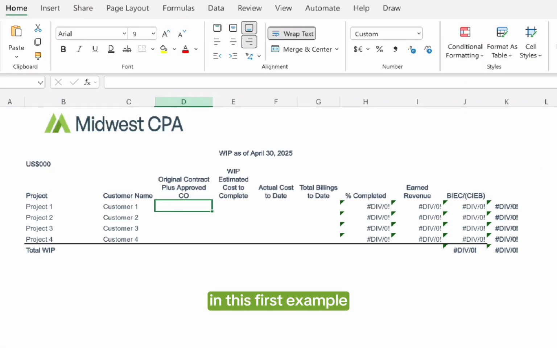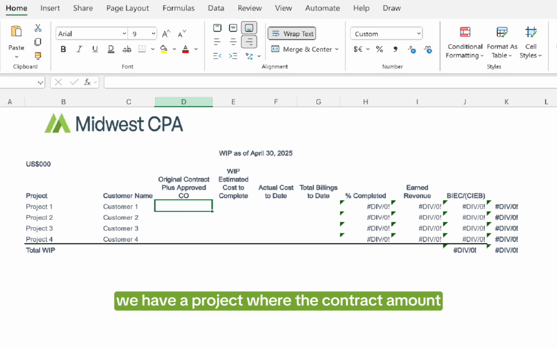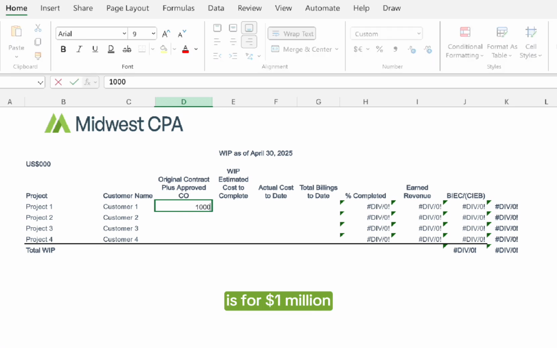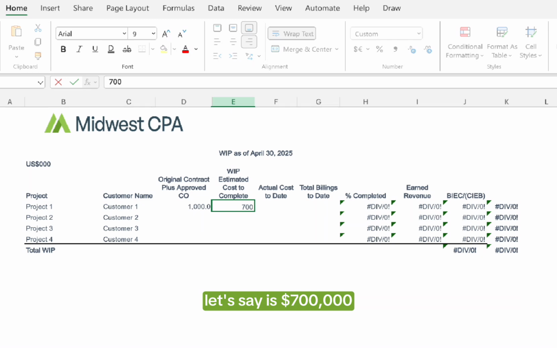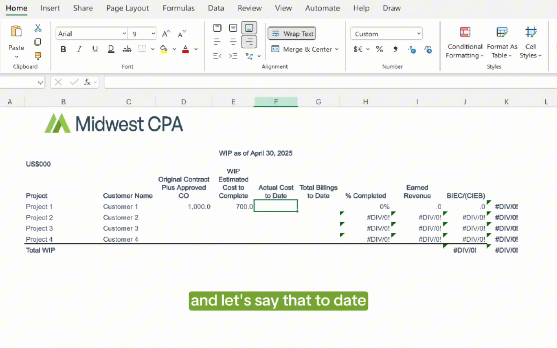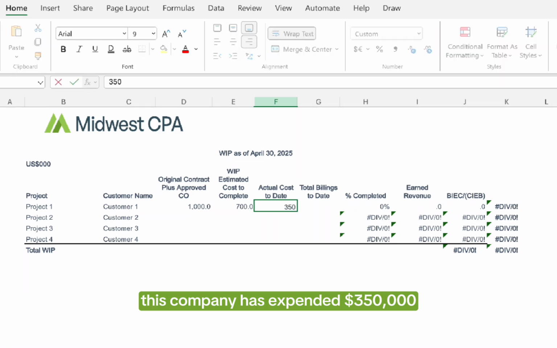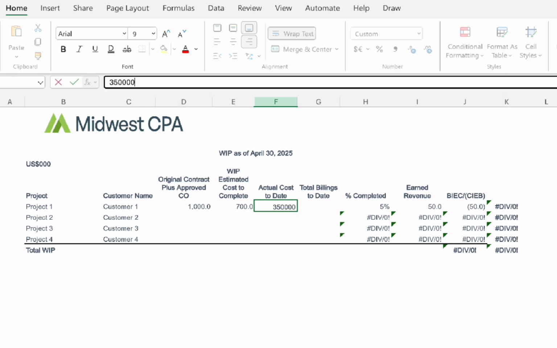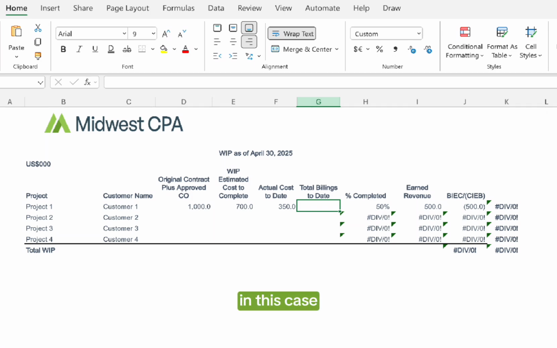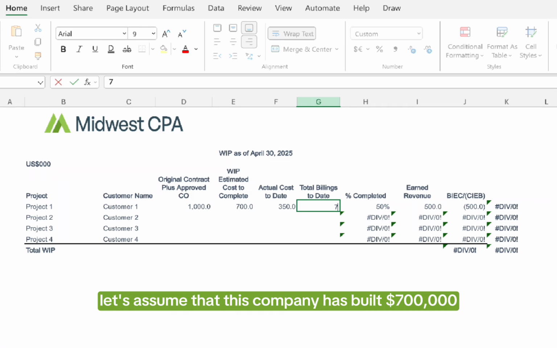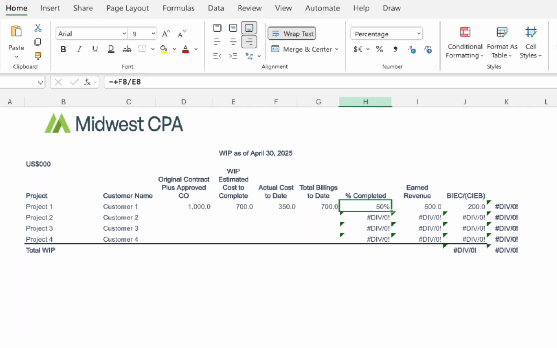In this first example, we have a project where the contract amount is for $1 million. The estimated cost to complete that project, let's say, is $700,000. And let's say that to date, this company has expended $350,000 on this particular project. The final number that we'll need is the total amount that's been billed to date. In this case, let's assume that this company has billed $700,000 so far this year.